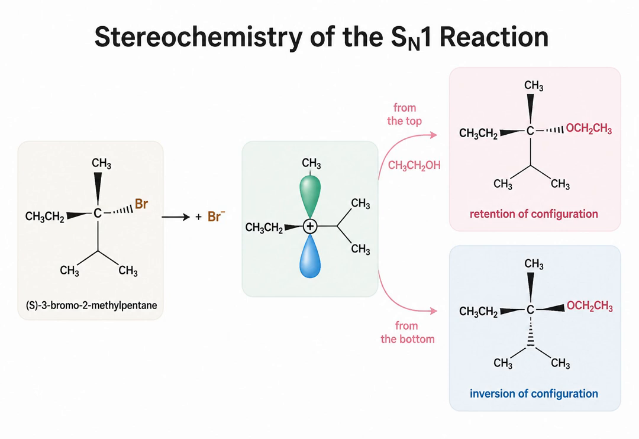A mixture of both is called racemization. However, in practice, complete 50-50 racemization is rare. The departing leaving group often lingers nearby as an ion pair, partially blocking the front face, which typically results in a major product of inversion and a minor product of retention.